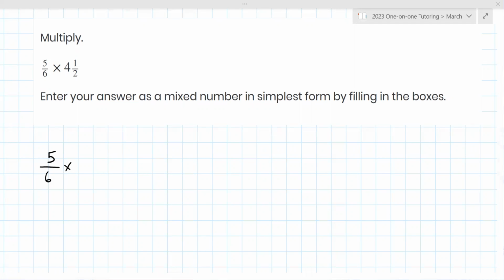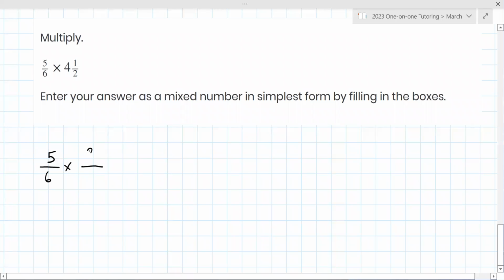Just give me that improper fraction to start out with. We'll do this in pieces. Okay, I got my final answer. What do you got? 9 over 2. Very good.